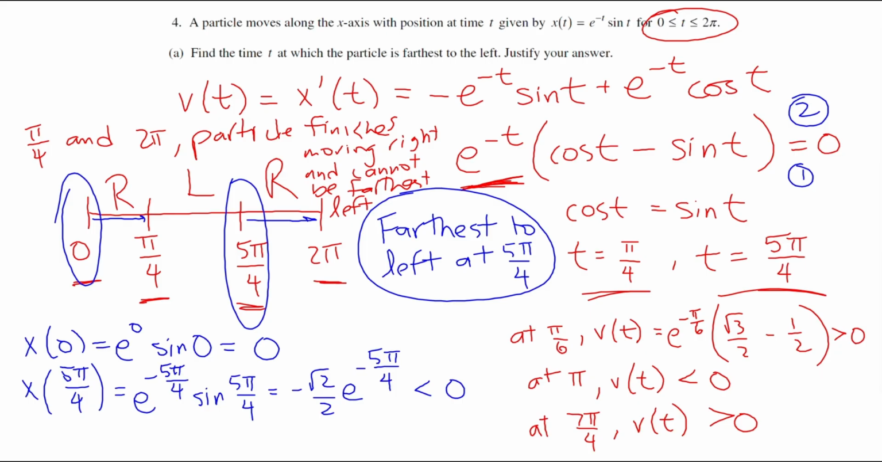So we ended up with 5 points here. We already talked about the first 3. The fourth point is for the answer, and the fifth point is for the justification, which includes all of this work showing that it's further left at 5 pi over 4 than it is at 0, and eliminating the pi over 4 and 2 pi possibilities. Or you could have just evaluated the position at pi over 4 and 2 pi and shown that they were bigger than this negative number that we got at 5 pi over 4, and that'd be fine too.